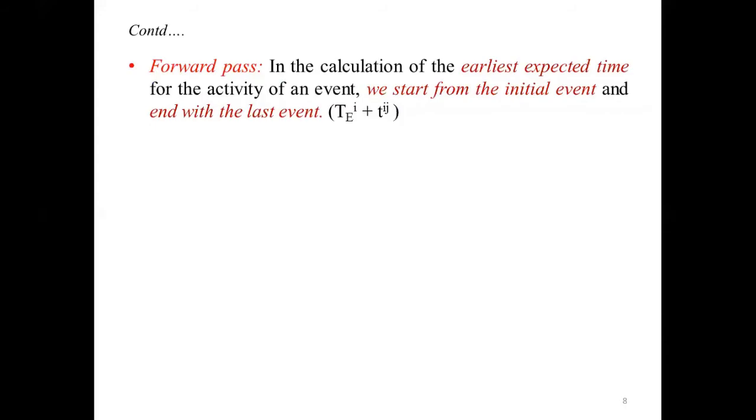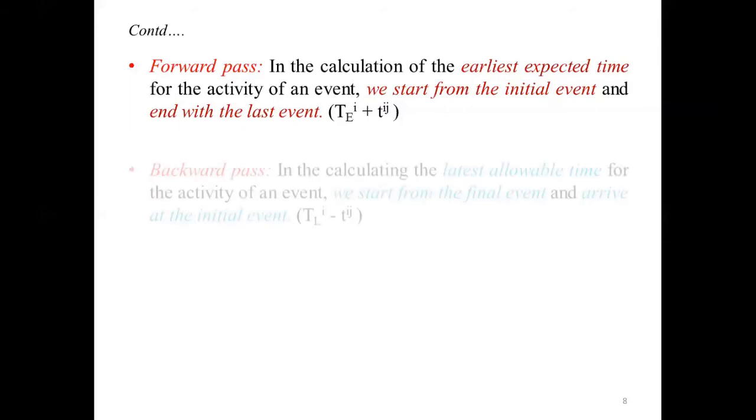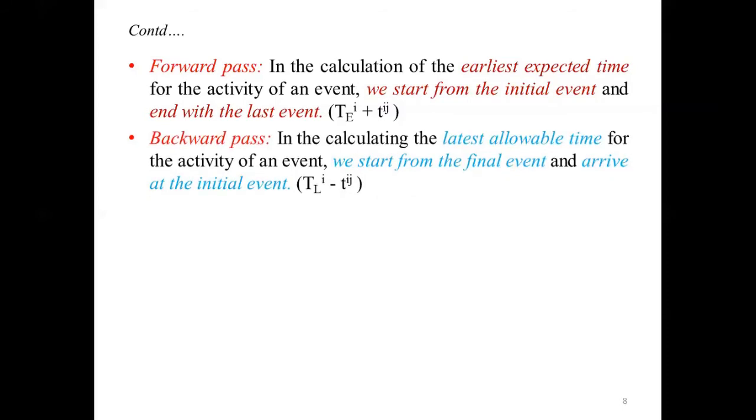Forward pass: in calculation of the earliest expected time for the activity of an event, we start from the initial event and end with the last event, given by T of Ei plus T of ij. Backward pass: in calculating the latest allowable time for the activity of an event, we start from the final event and arrive at the initial event. That is given by TL of j minus T of ij.